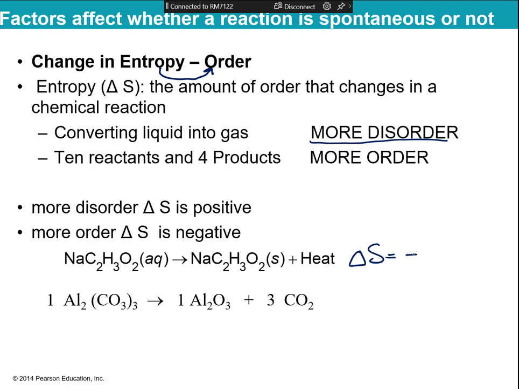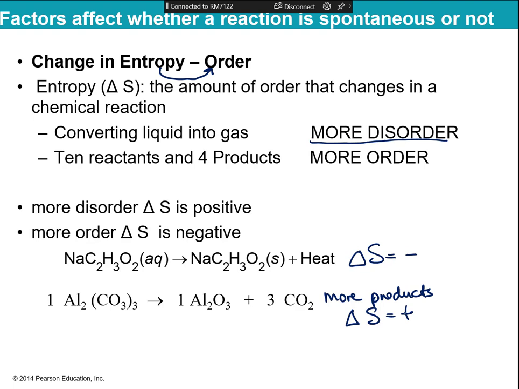But then looking at the bottom one, with aluminum carbonate breaking down into aluminum oxide and carbon dioxide, starting with just one thing and ending up with four. Do you see how I have one Al2(CO3)3, and then over on the product side, I have one Al2O3 and three CO2s? So what did I do to the disorder? I went from having one thing and now I have four. So what happened to the disorder? Did it increase or decrease? Increased, right? I have more products, taking up more space, spreading out, not being organized like in that Al2(CO3)3. And so this is more disorder. So my delta S is positive.